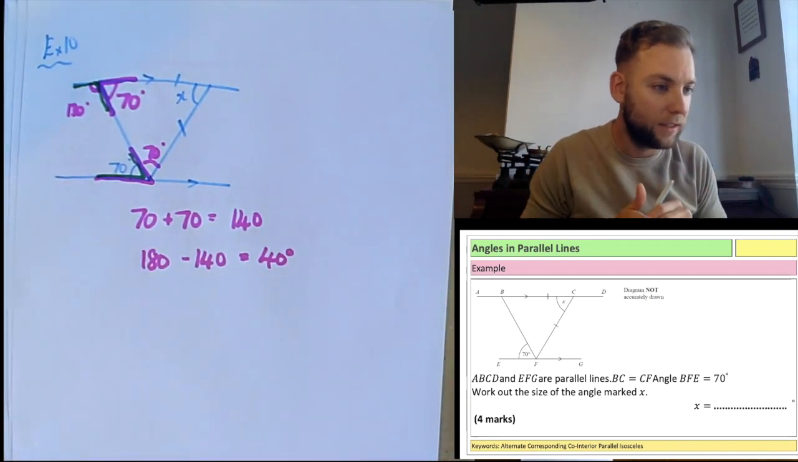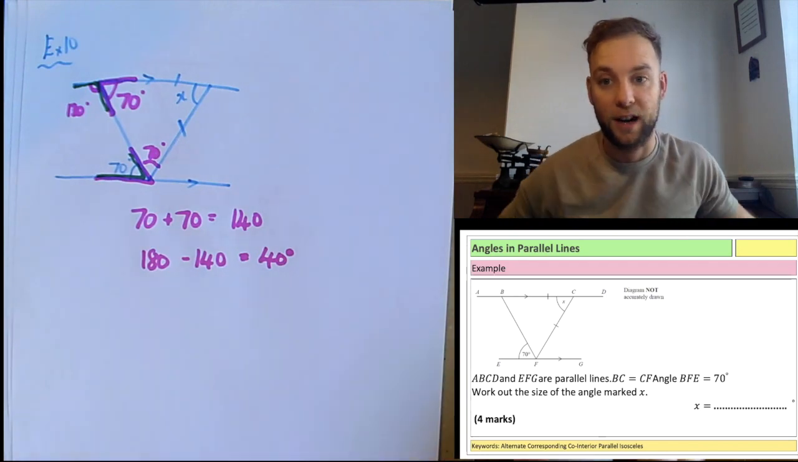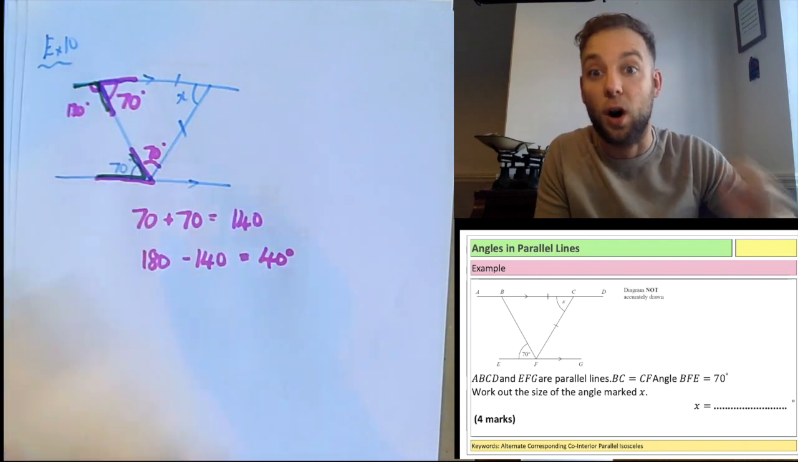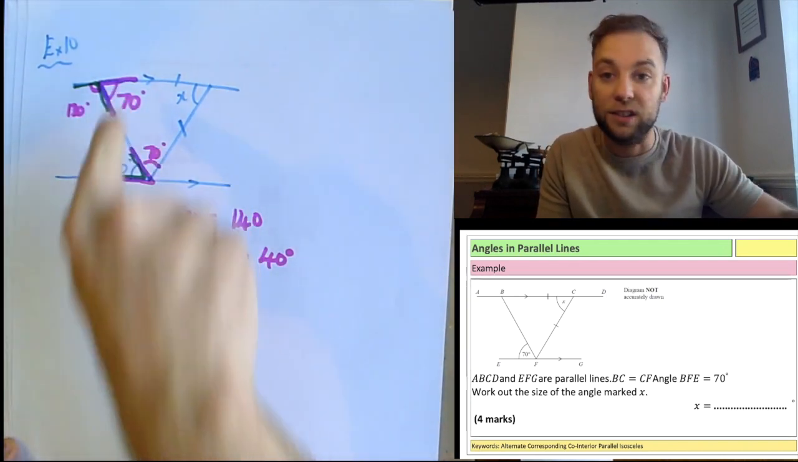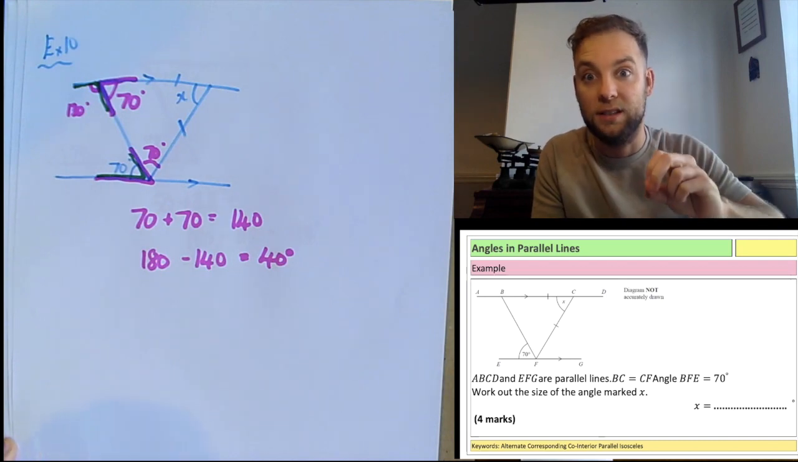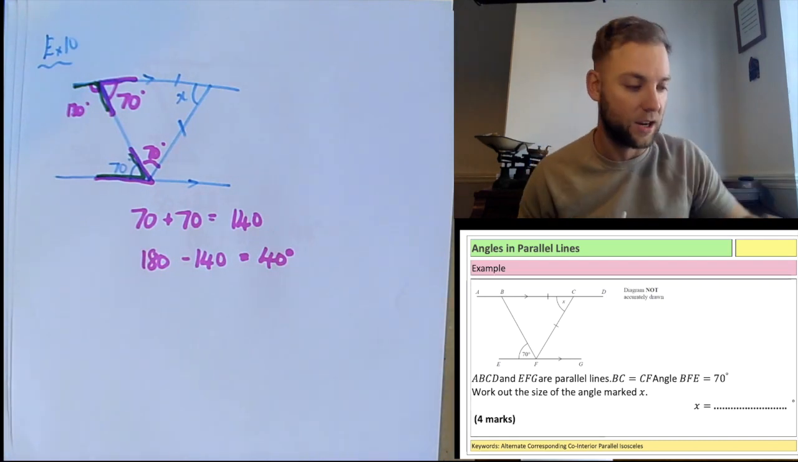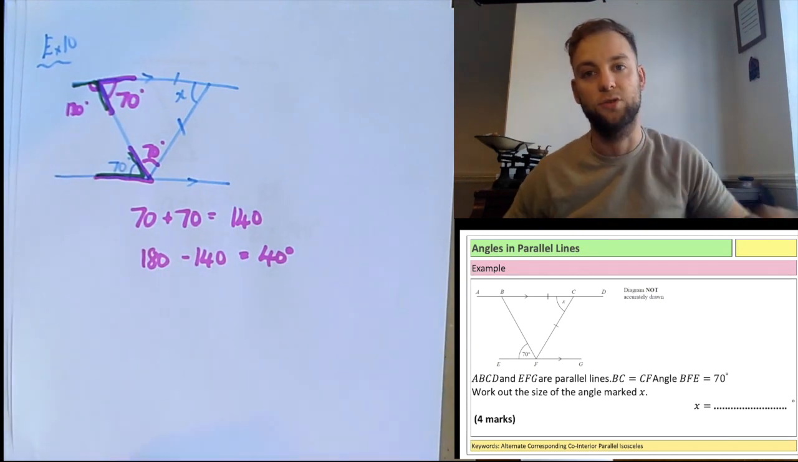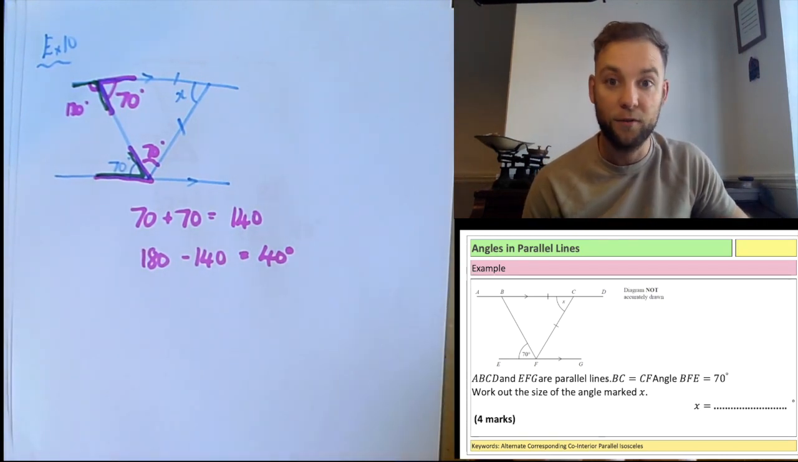Does it say it wants the reasons? No, it doesn't, so that's perfectly fine there. Just in case you do want the reasons, this angle here is 70 because of alternate angles. These two angles are the same because they are isosceles base angles in an isosceles triangle. And this one here is equal to 40 because angles in a triangle sum to 180. And then there we're done, 4 marks.